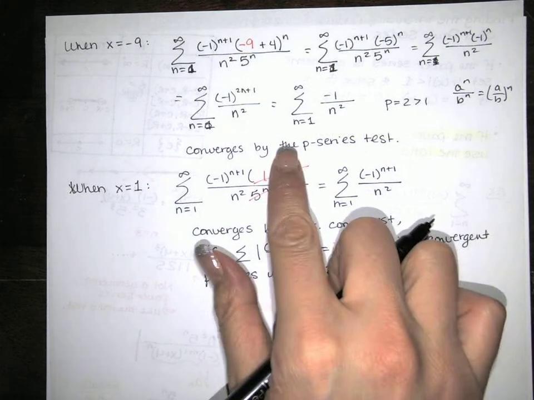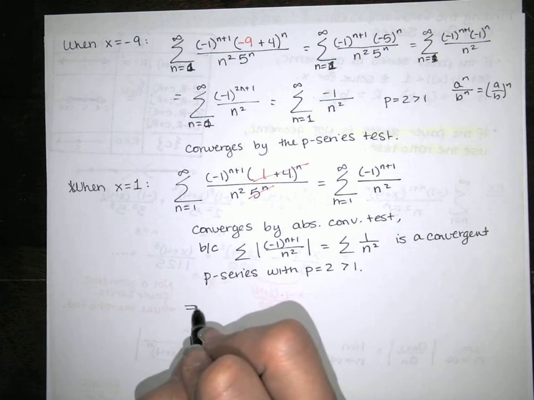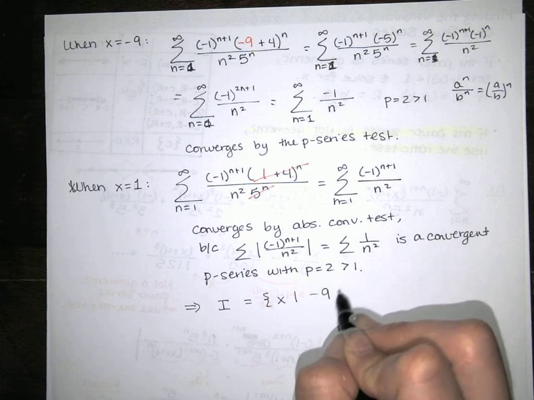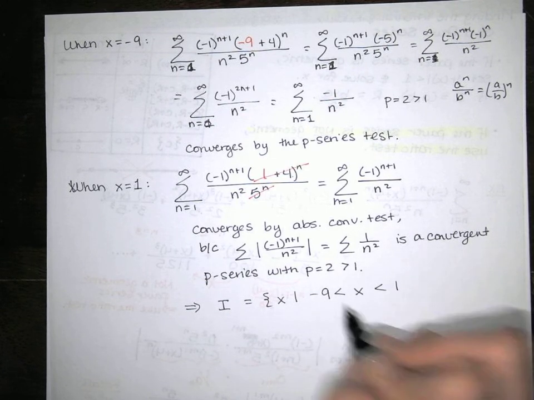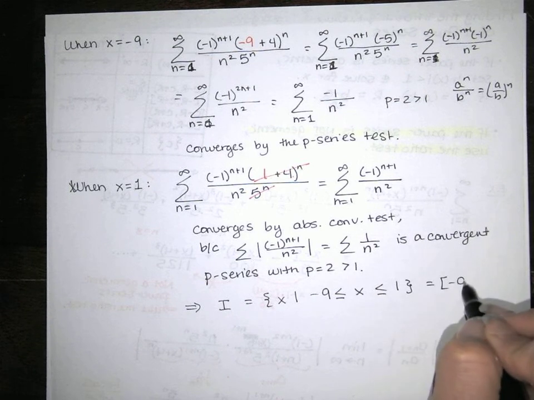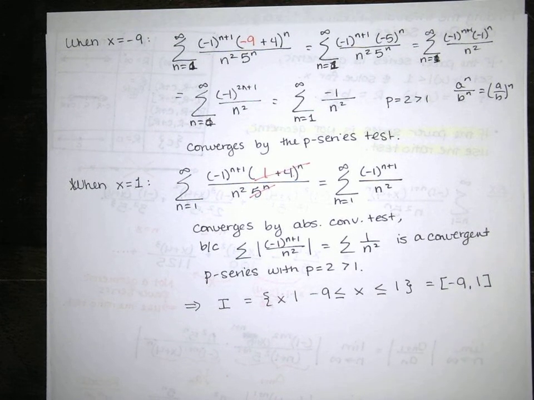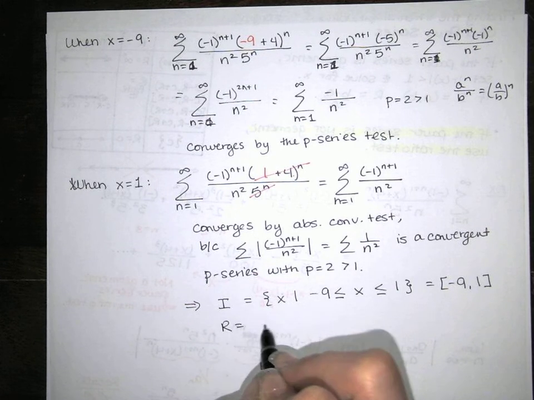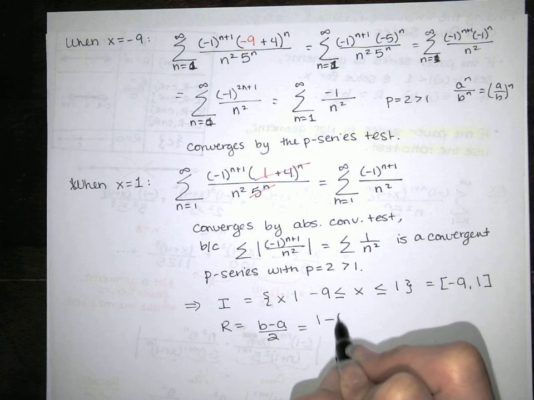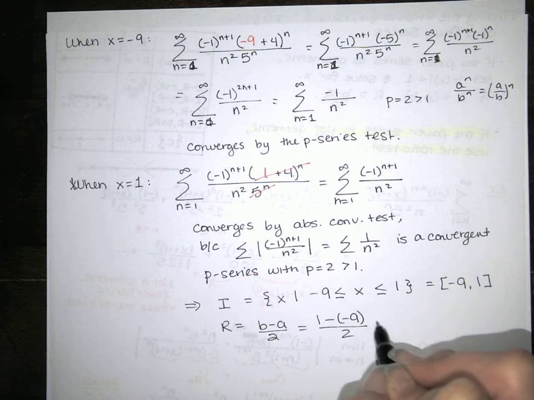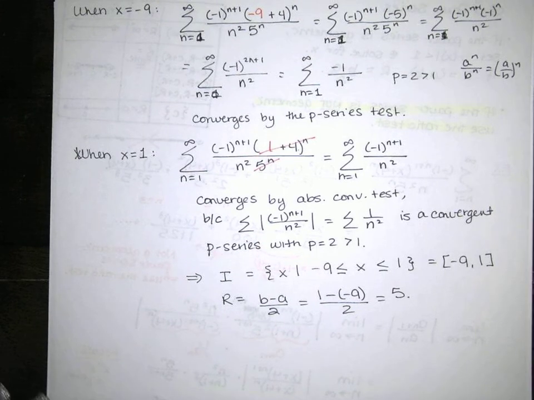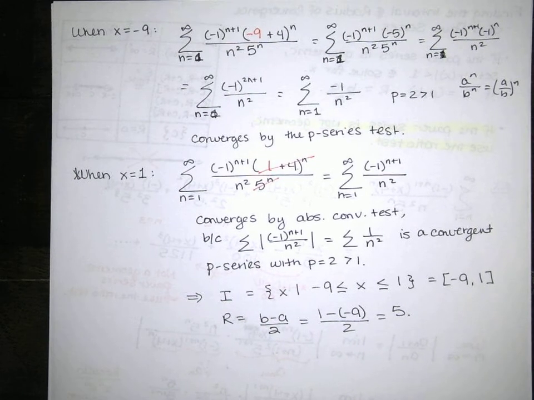Okay, so it converged at this endpoint and this endpoint, so the interval of convergence is the set of all x such that x is between -9 and 1, and x might be -9 and x might be 1, so we would write it this way in interval notation. And the radius of convergence is b minus a over 2. So we have 1 minus -9 divided by 2. 10 over 2 is 5. Okay, so that's one case.